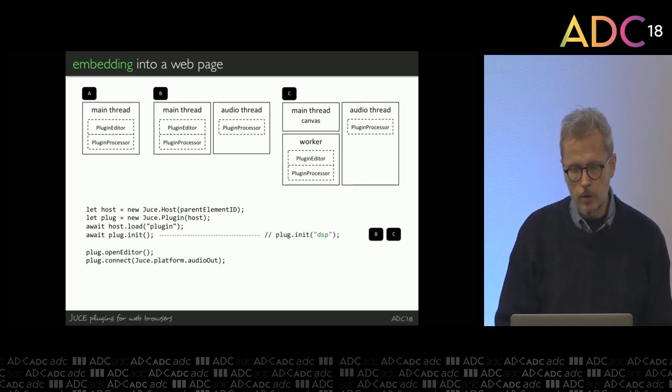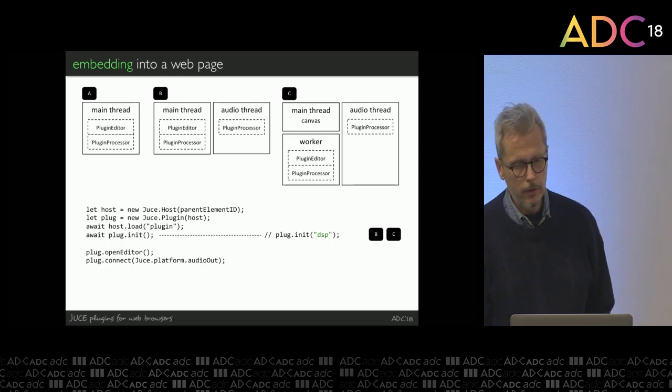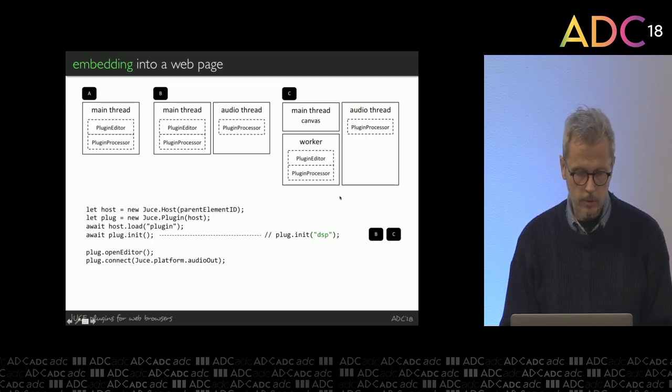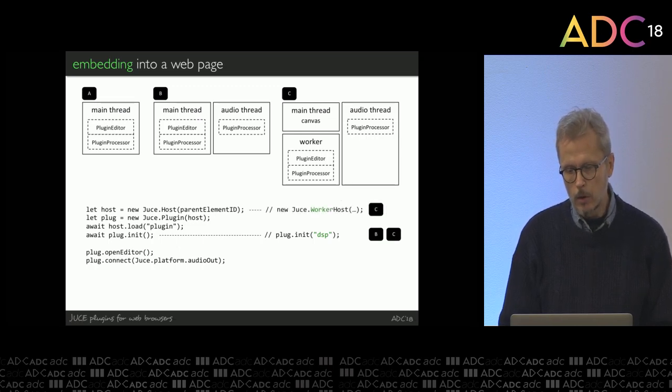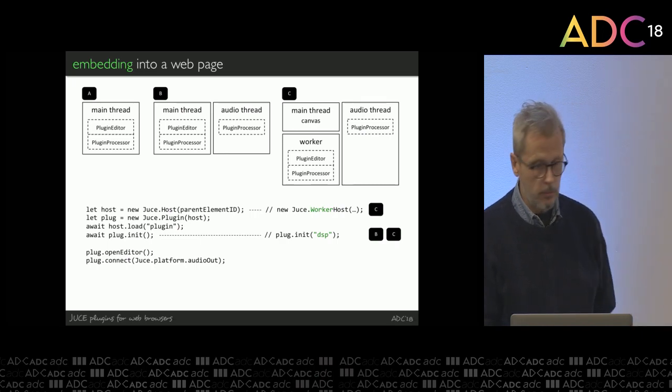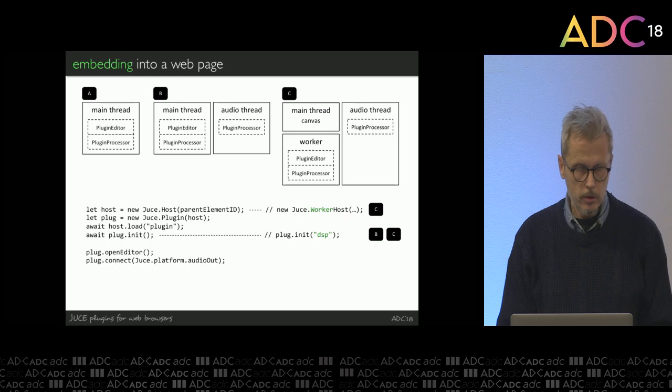For options B and C, where the audio thread is running the DSP part, the init method needs to include another WebAssembly module, which in this case only contains the plugin processor part. And then finally, for C, to offload the canvas rendering from the main thread, all that is required is to use another host class.